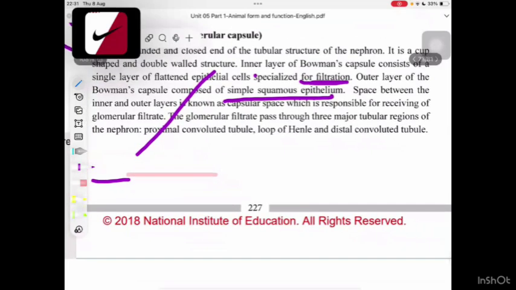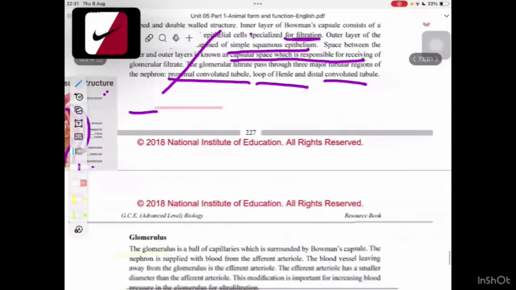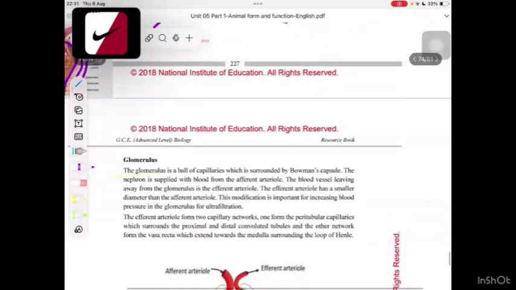Space between the inner and outer layers is known as the capsular space, which is responsible for receiving the glomerular filtrate. The glomerular filtrate passes through three major tubular regions of the nephron: proximal convoluted tubule, loop of Henle, and the distal convoluted tubule. Right, now we are going to learn about the glomerulus. Glomerulus is a ball of capillaries which is surrounded by the Bowman's capsule.